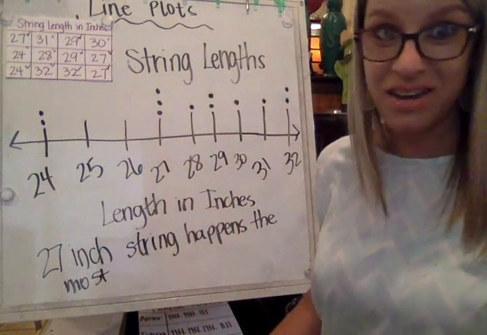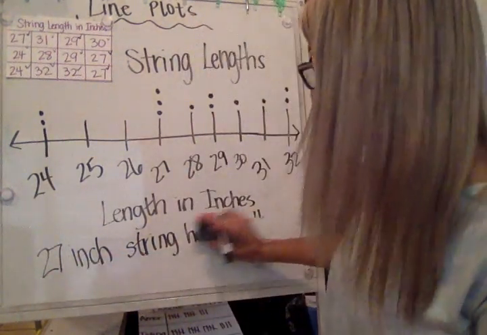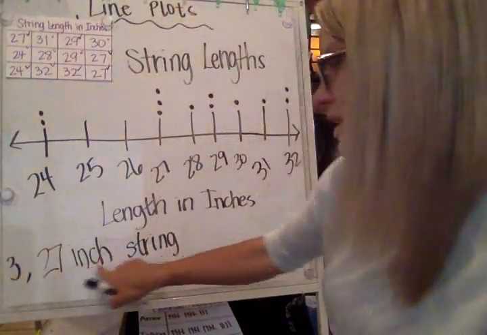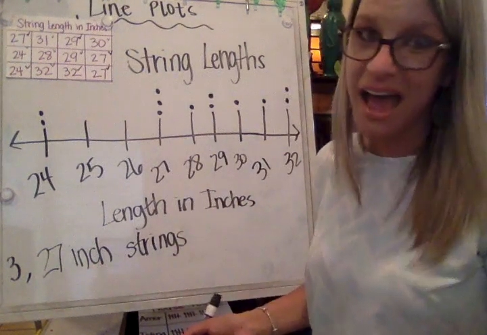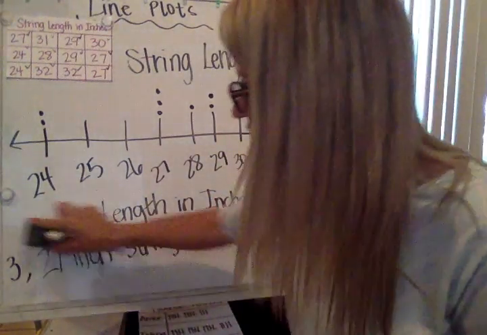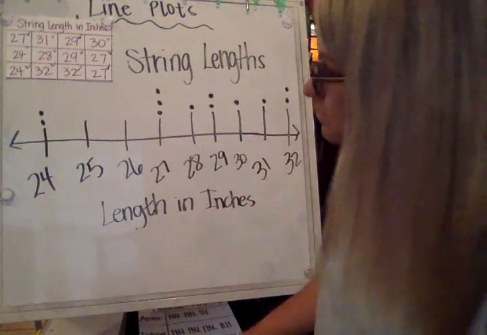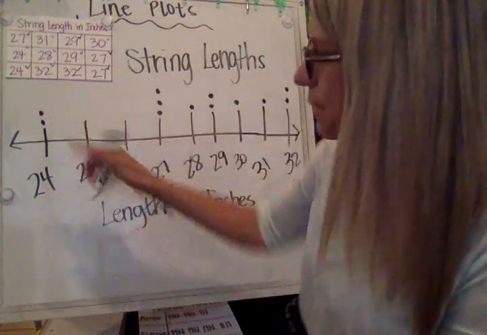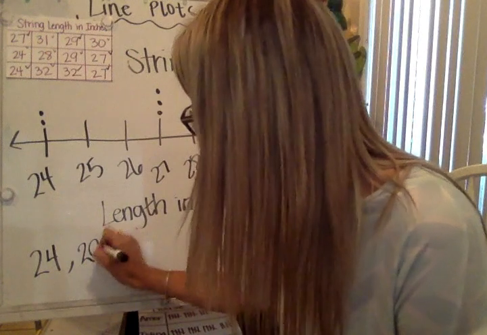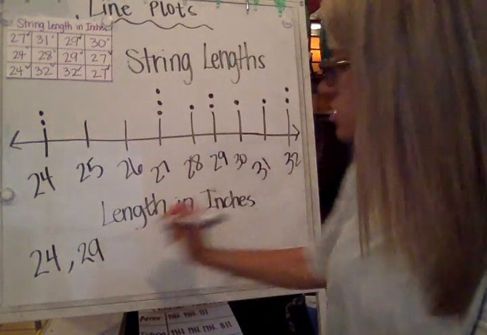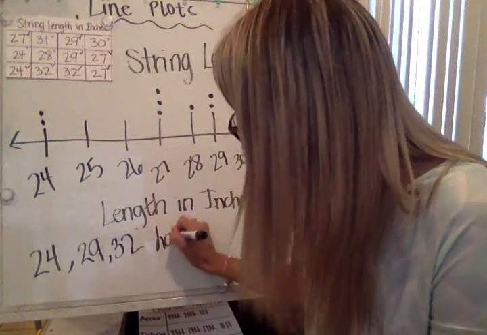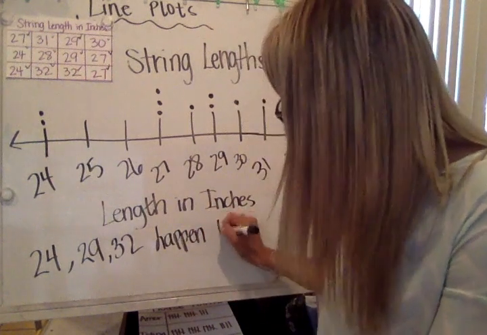I could say the 27-inch string, there are 3 of them. So there are 3, and then I'm going to just put a comma, 27-inch strings. If I was asked which string lengths happen twice, I could say, all right, I'm going to look at my data. This one happens twice, so 24 happens twice. 29, that one happens twice. And then I'm also going to write 32. So 24, 29, and 32 happen. You can also say occur twice.